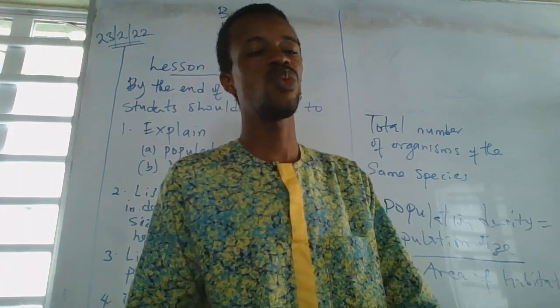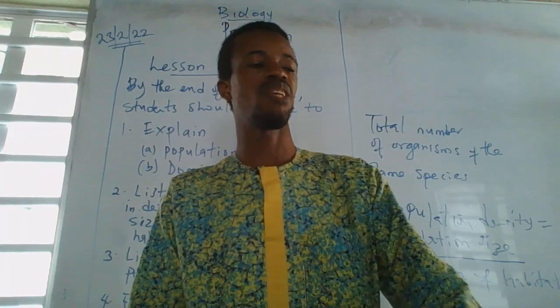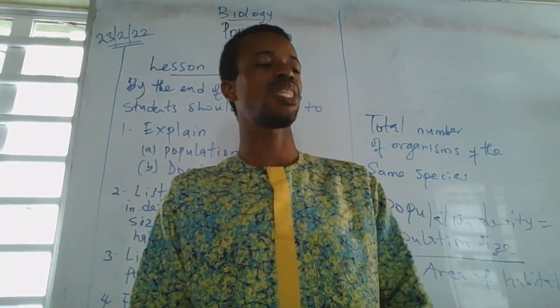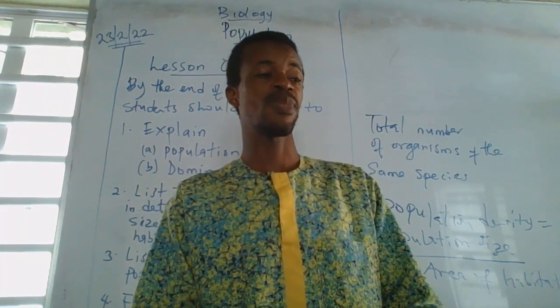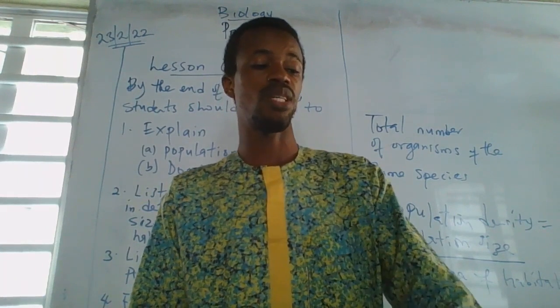Then we go to the rain gauge. That one is used to measure the amount of rainfall in a given area. And that one is the hygrometer. That has to do with the relative humidity of an environment. The other one is the barometer. That has to do with pressure, to calculate the pressure.